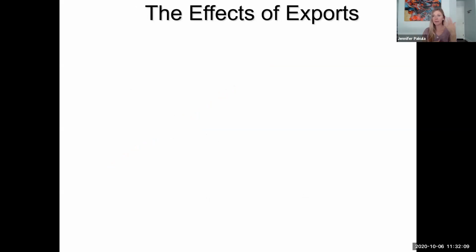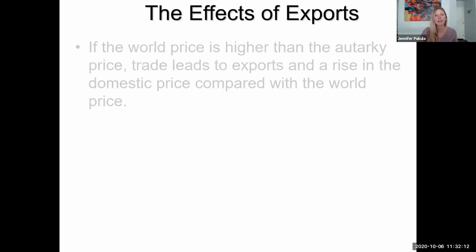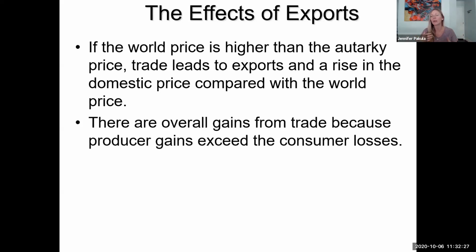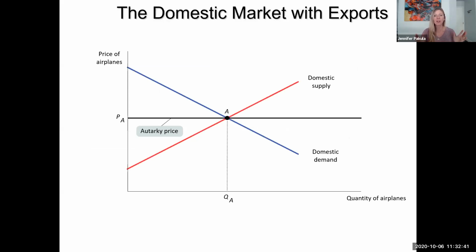Okay. Let's flip this around and look at exports. If the world price is greater than the autarky price, then we're going to have trade leading to exports. This will push our domestic price up toward the world price. Okay. Again, we have gains from trade. This time, the collective gains from the producers outweigh the losses from the losers, and the losers this time are the consumers. Okay. We start off with our graph.